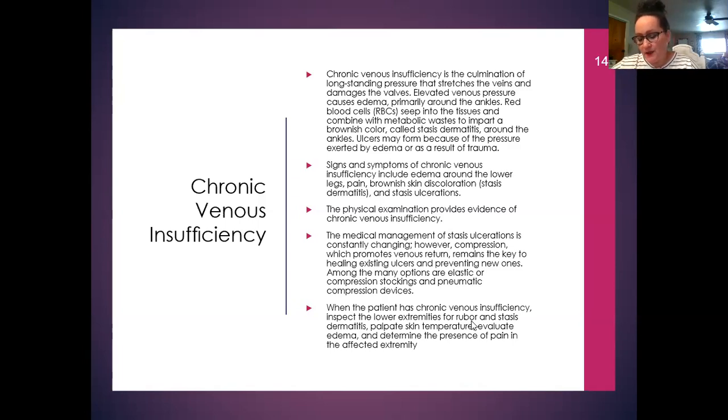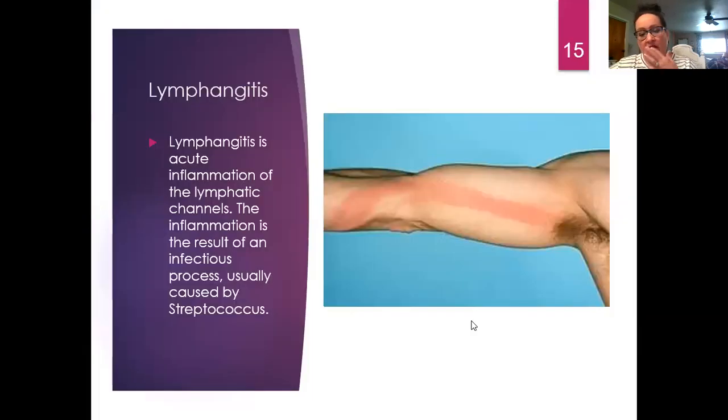Okay? So again, know what the signs and symptoms are, know why you're seeing that discoloration, and so on. Okay, study that section out well, okay? And then we talk about lymphangitis. Lymphangitis is an acute inflammation of the lymphatic channels.